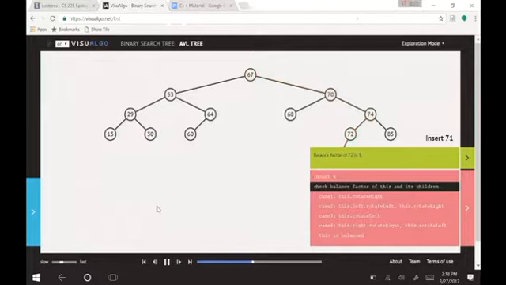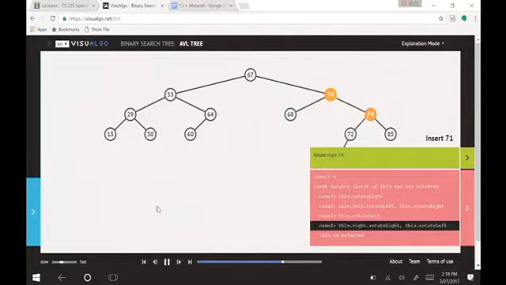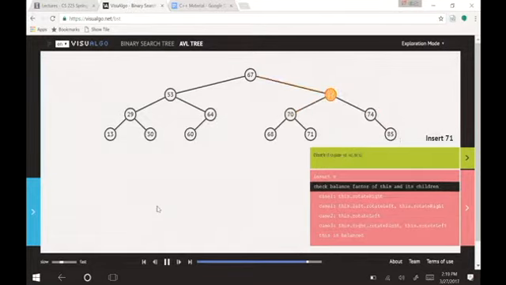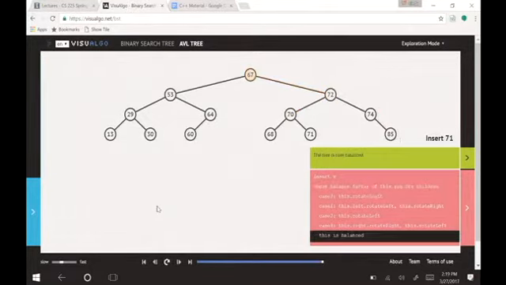Now we'll check for balance. 72's not out of balance. 74 isn't. 71 goes, uh-oh, too long. I think I'll do a rotation around 70, okay?